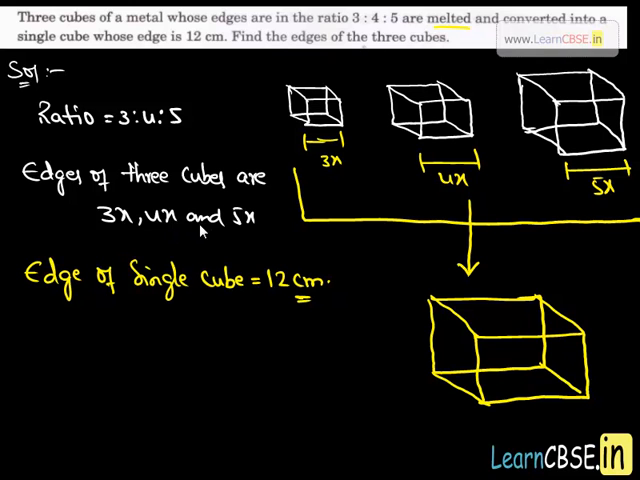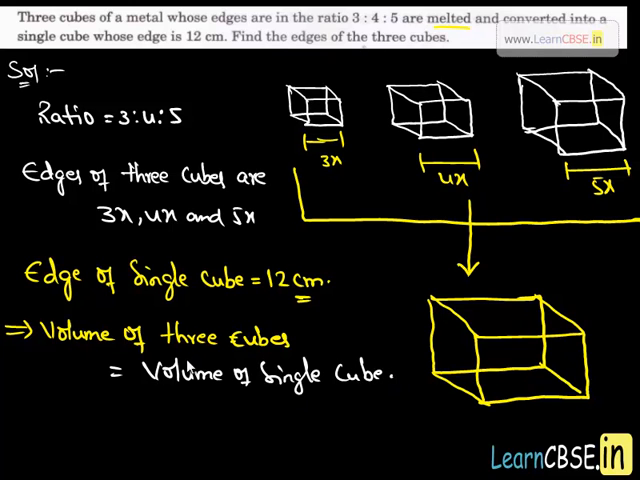To find the value of edges of 3 cubes, we have to equate the volume of 3 cubes to volume of single cube. Therefore, we have volume of 3 cubes, which is equal to volume of single cube.